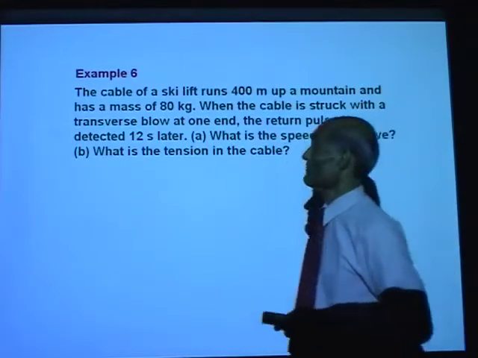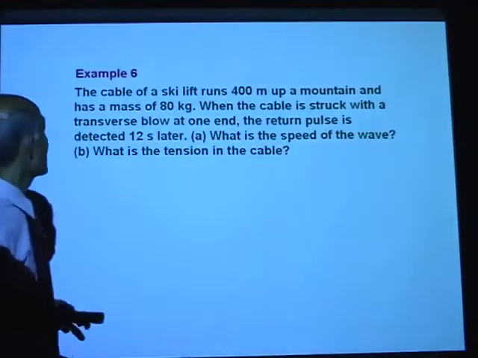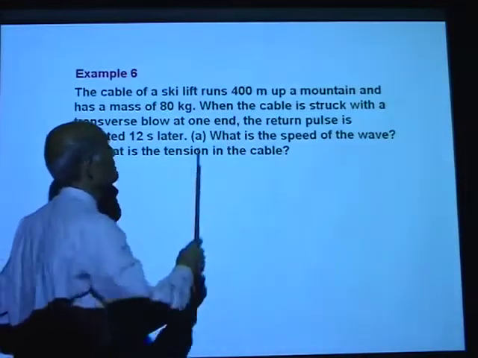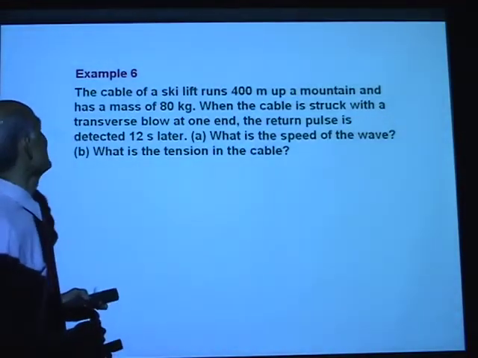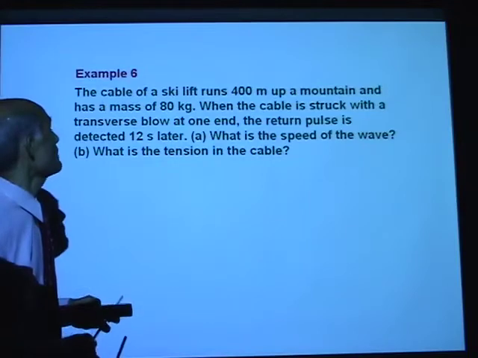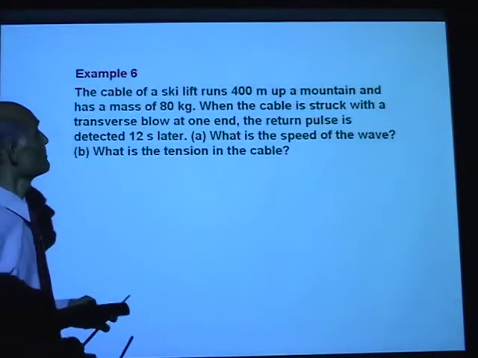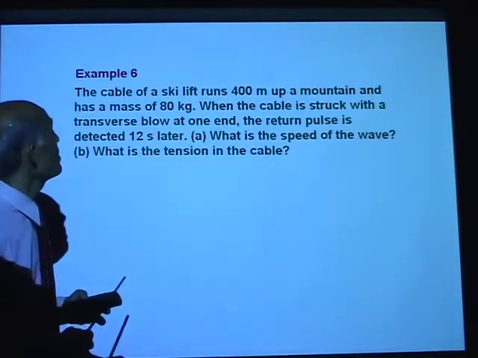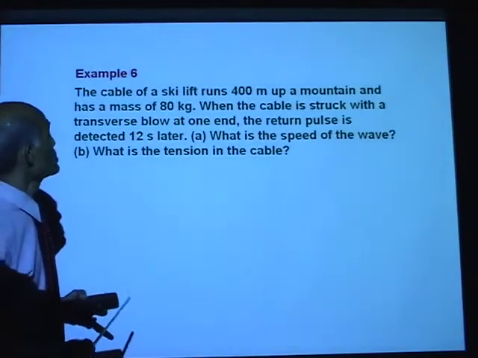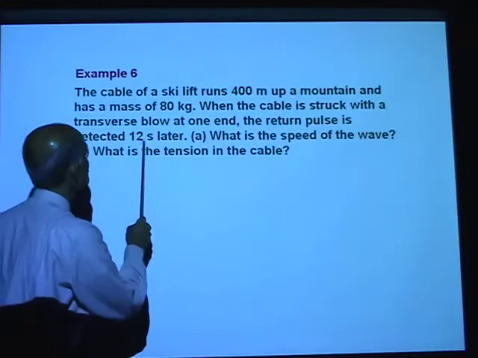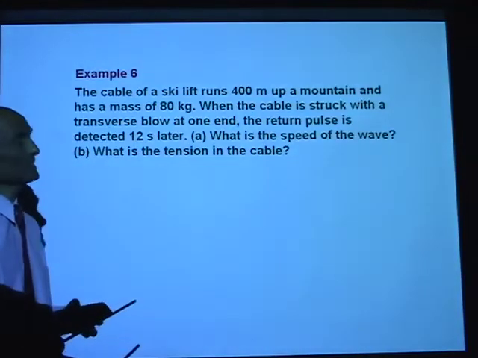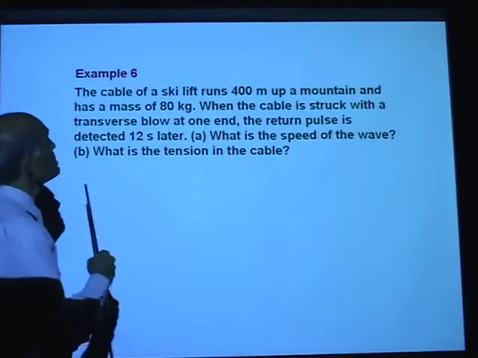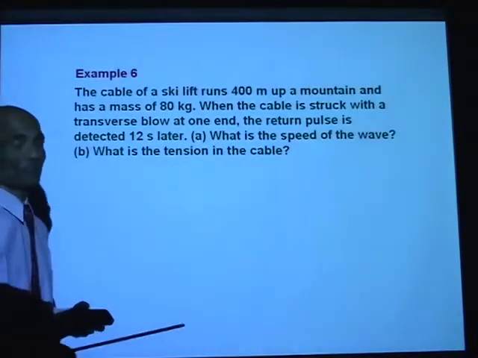Let's do another problem. The cable of a ski lift runs 400 meters up a mountain and has a mass of 80 kilograms. When the cable is struck with a transverse blow at one end, the return pulse is detected 12 seconds later. What is the speed of the wave? What is the tension in the cable?